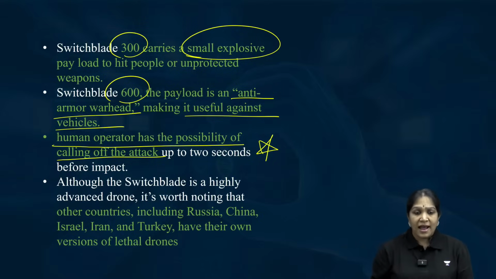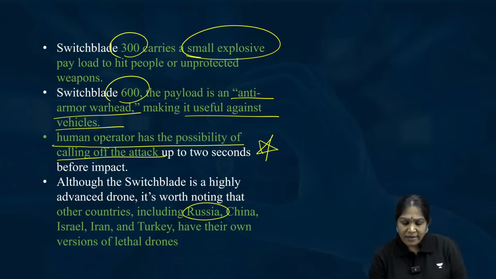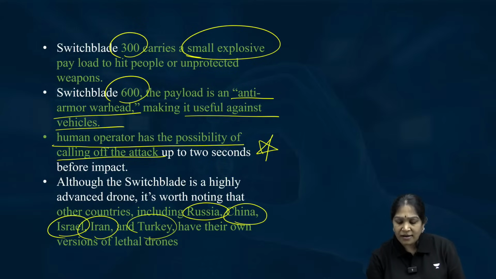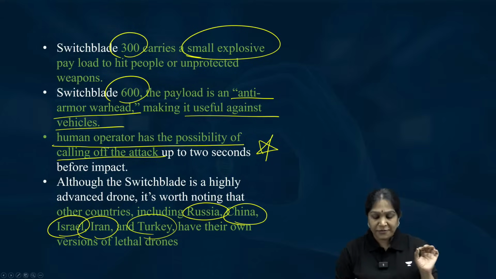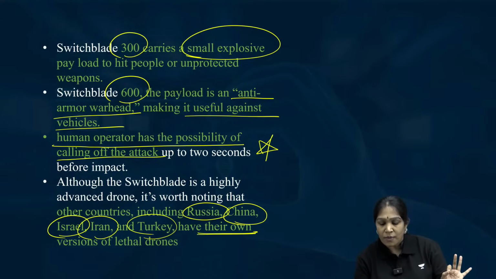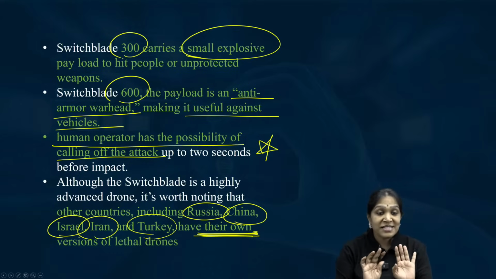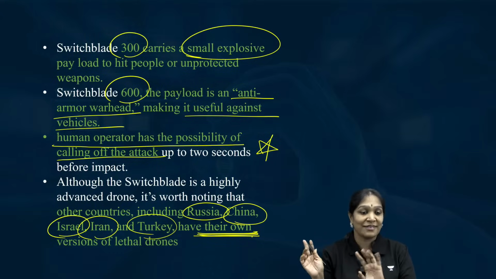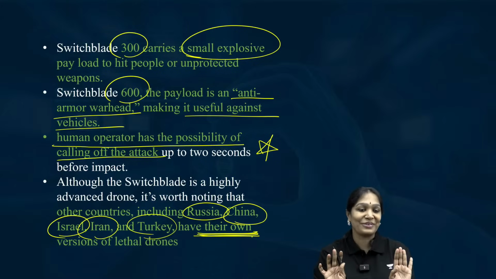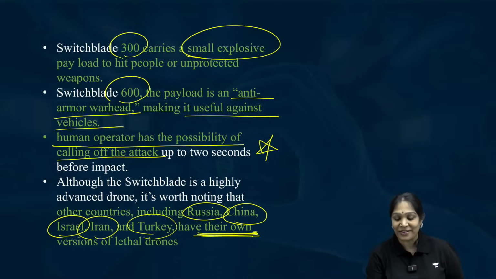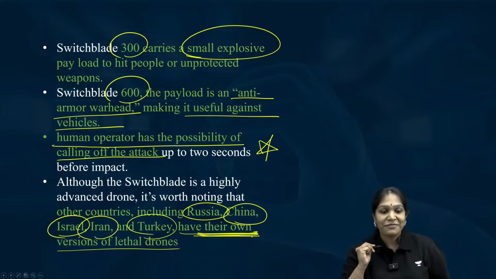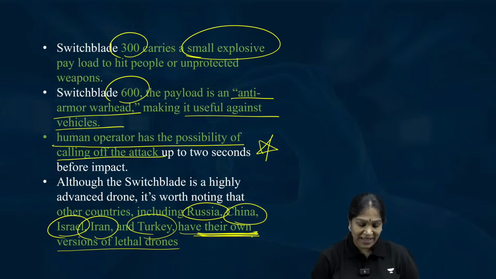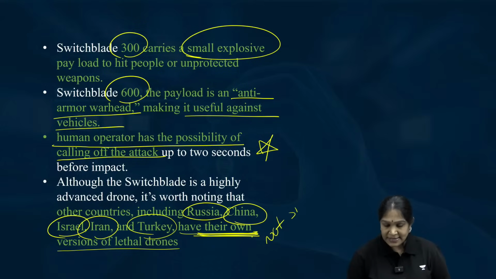Is it clear? And countries like Russia, China, Israel, Iran, Turkey have their own versions of it. It means they don't have Dolo 650, they have Crocin. Paracetamol is there but not Dolo 650. I hope you understood the point. They have their own versions of lethal drones but not Switchblade. Now let us discuss the question.